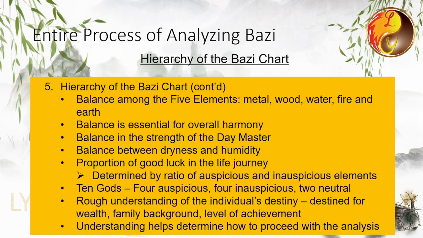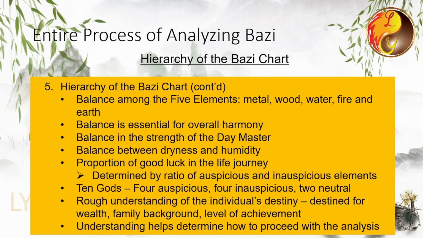Secondly, there should be balance among the 5 elements: metal, wood, water, fire, and earth. This balance is essential for overall harmony. Additionally, there should be balance in the strength of the day master. It shouldn't be too strong or too weak. Balance between dryness and humidity is also important. We assess the water and fire elements in the Bazi chart for this balance.